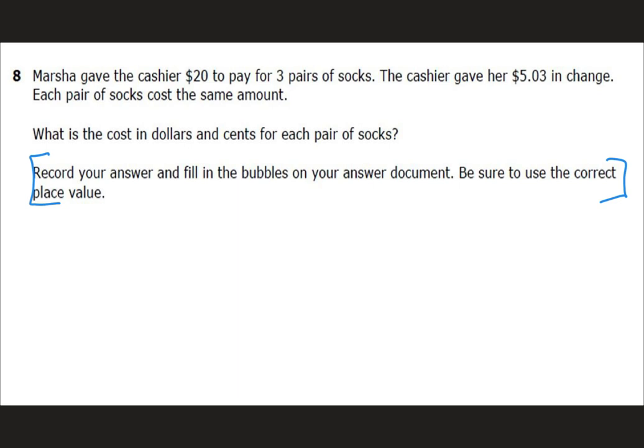But first, let's go ahead and circle our numbers. We have $20, 3, 5.03, and then that's about it. Okay, so let's underline. What does $20 mean? That's what she gave the cashier. This is to pay. That's the amount that Marcia gave. And what did she purchase? 3 pairs of socks. So this is my purchase. And the cashier gave her $5.03 in change. That was the change.